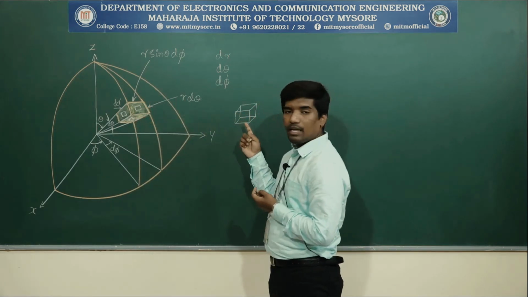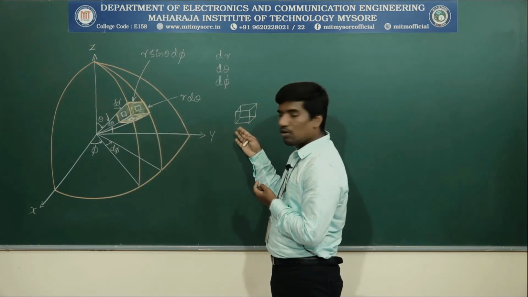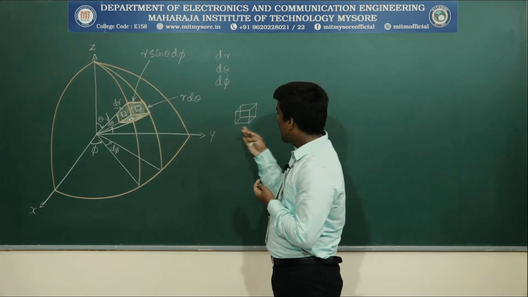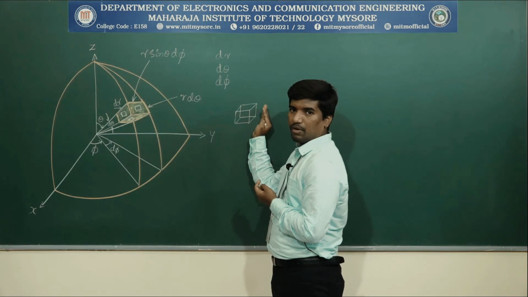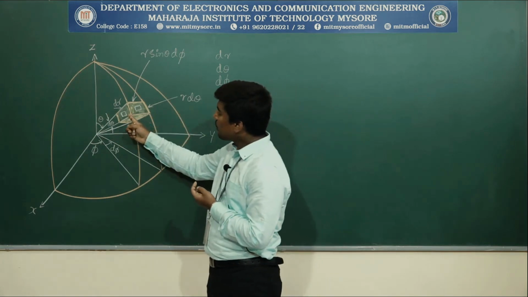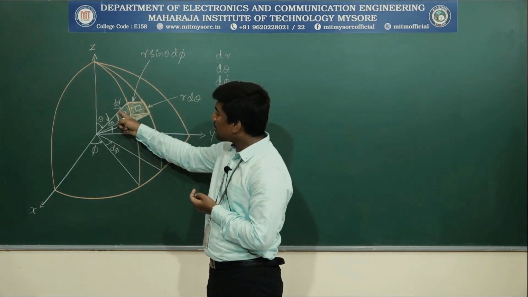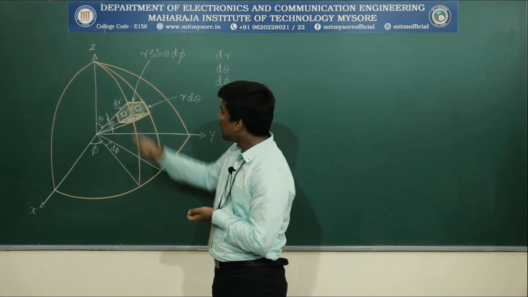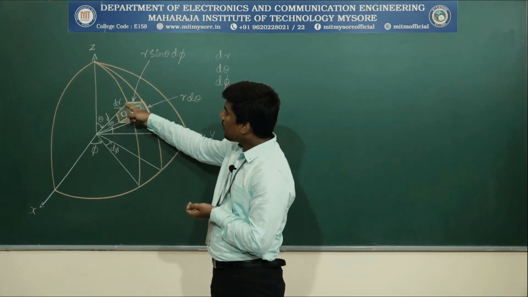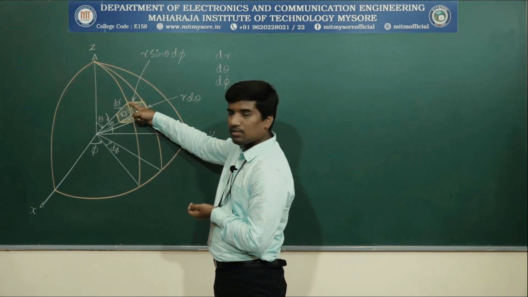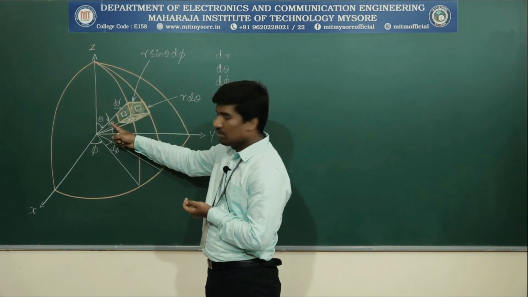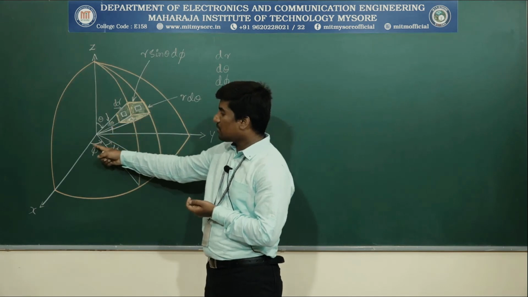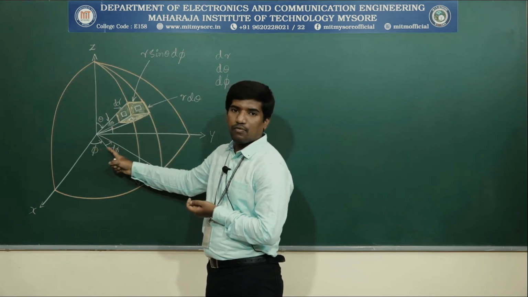While writing the equation for differential volume, what do we need to consider? Length, height and breadth. These three components. While writing the equation for differential length, which are the three quantities we need to consider? So differential length along the radial axis, differential angle with respect to z axis, that is theta, and differential angle with respect to x axis, that is phi.